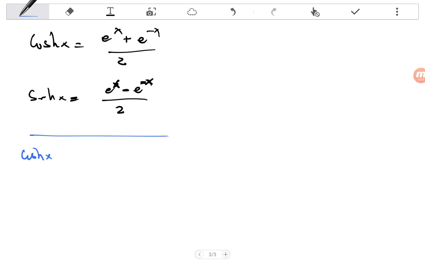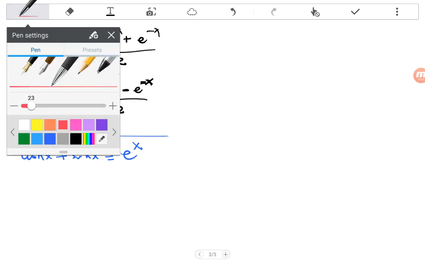What is cosine x plus sine x? Now if we add up these two equations, we'll find that these two terms will be cancelled. We'll have e power x over 2 and e power x over 2 added to each other, which will just give me e to the power x. So the sum of cosine and sine is just the exponential function.